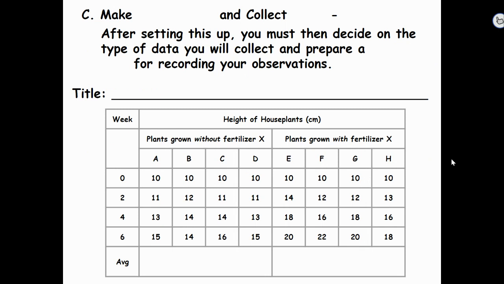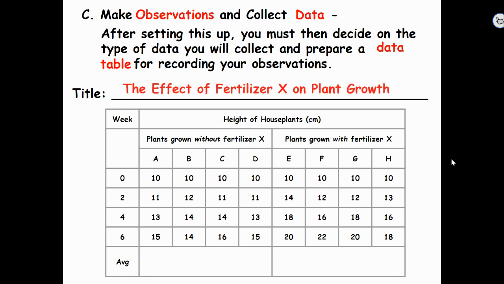All right, once we've conducted our experiments, we're going to make these observations and we're going to collect our data. After setting this up, you must then decide on a type of data you will collect and prepare a data table for recording your observations. All right, so our title, notice what the title is. Notice the first 3 words, the effect of. We can always create a title for our data collection, our data table, and then from that, extending on that, is our graph that we're going to create.